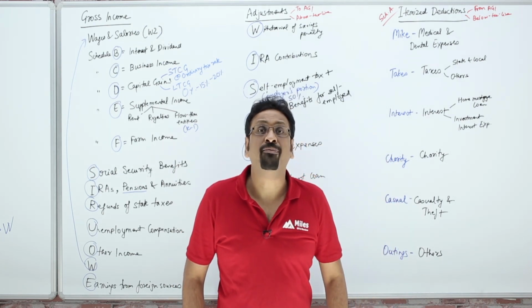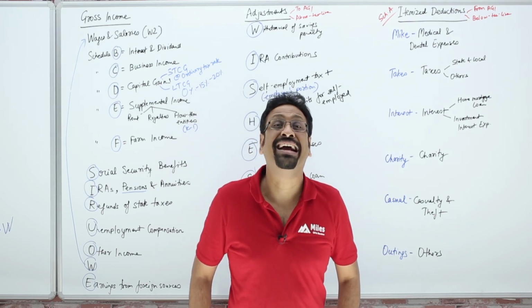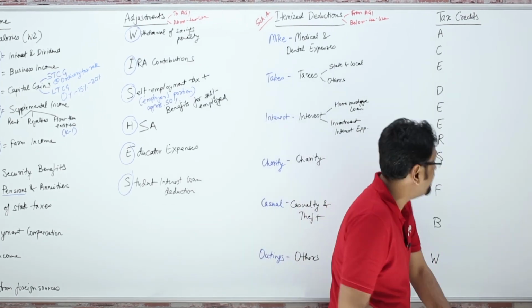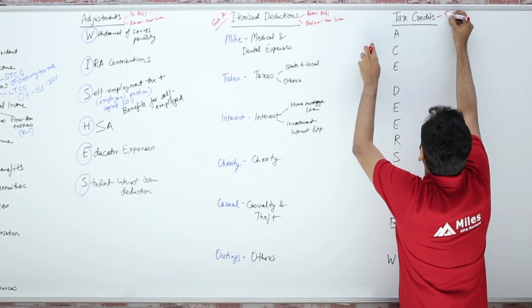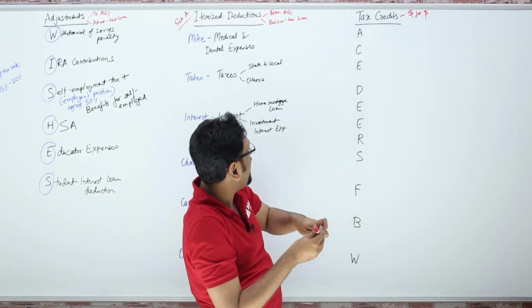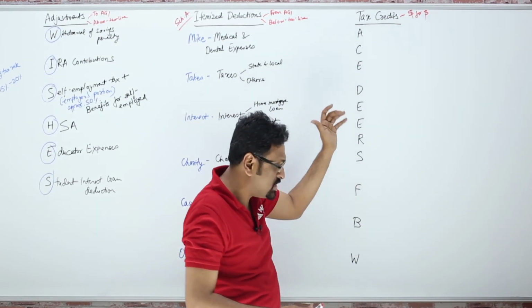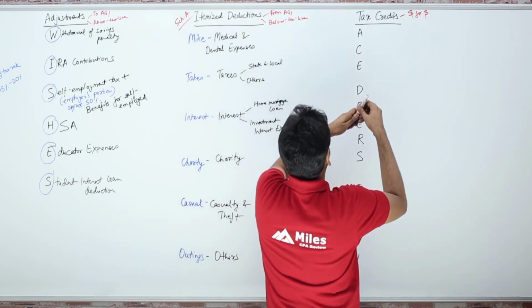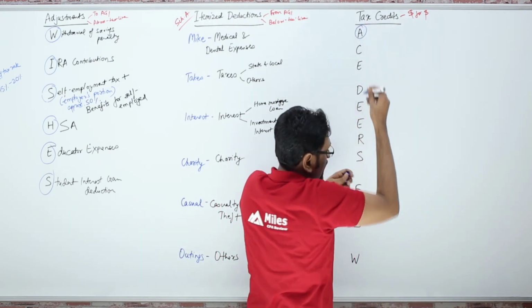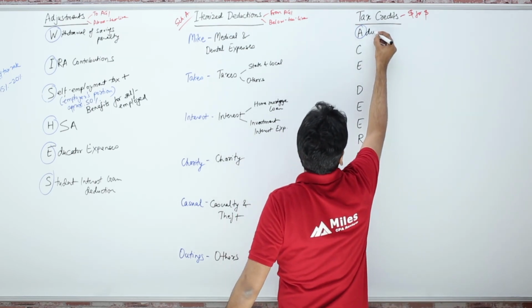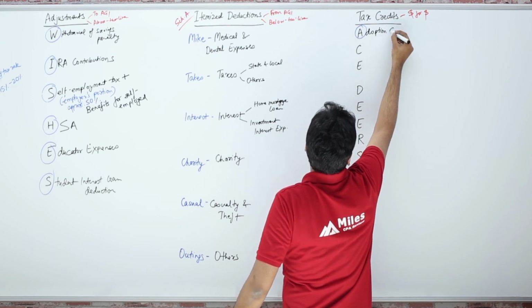Now it's time for us to talk about tax credits, which are a dollar-for-dollar reduction of your taxes. You already have the mnemonic here: ACE equals foreign business winner. Let's start with the A of ACE. The A of ACE is adoption credit, and let me write that here. So that's adoption.